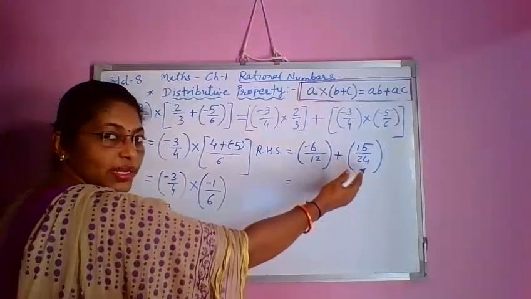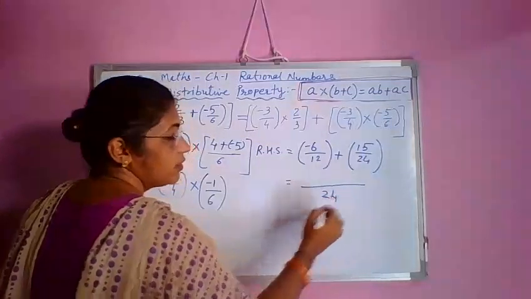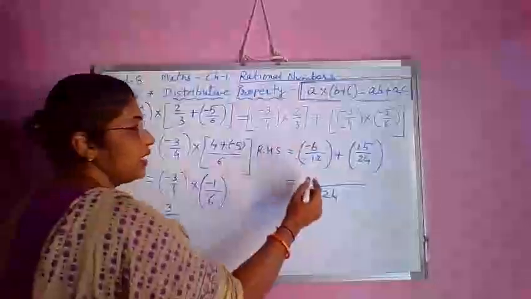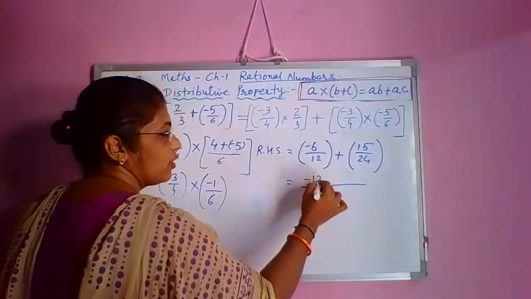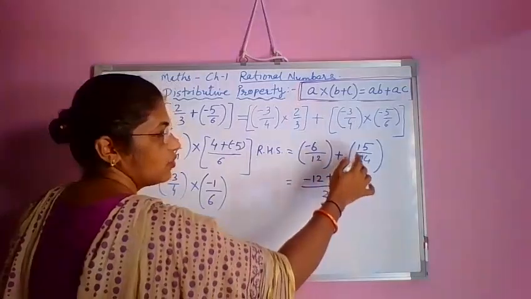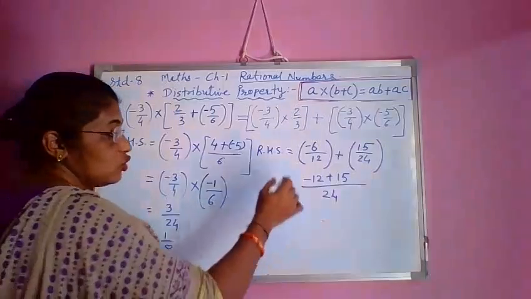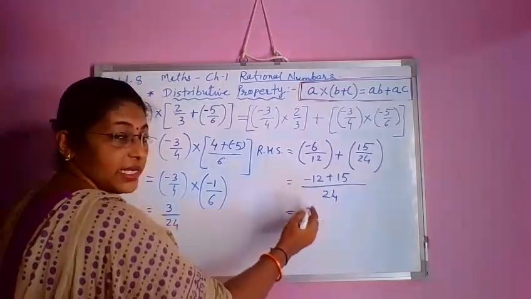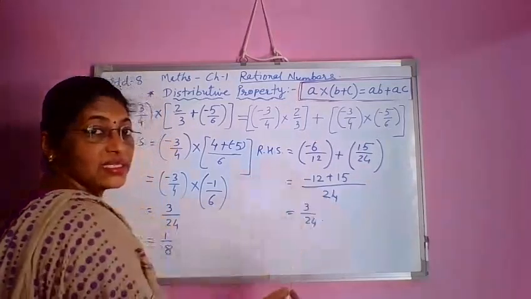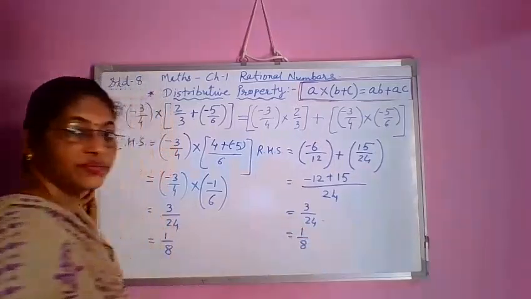LCM is 24, so in the denominator we will get number 24. Here 6 is to be multiplied by 2 so that we can get number 12, and here 15 is to be multiplied with 1, so we get number 15. So the solution of this is 3 upon 24 and it is to be reduced to 1 upon 8.